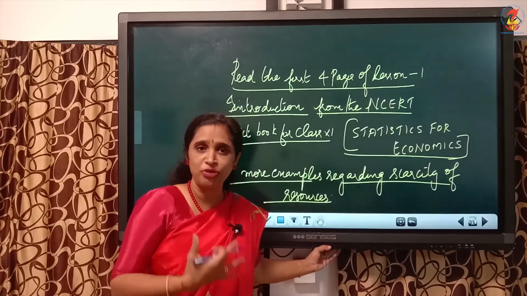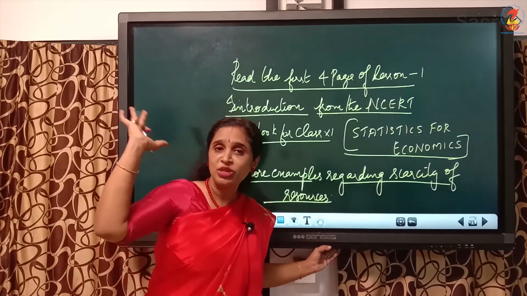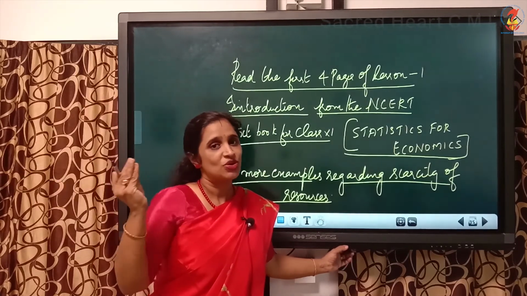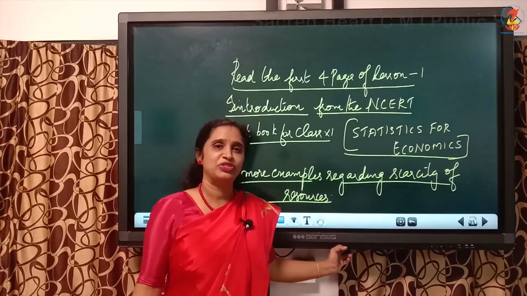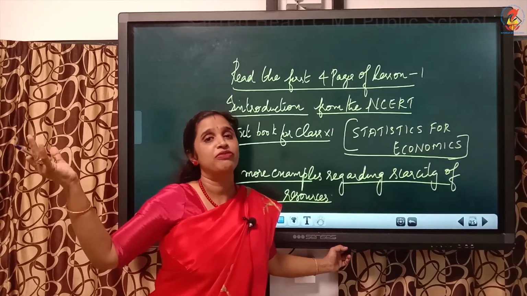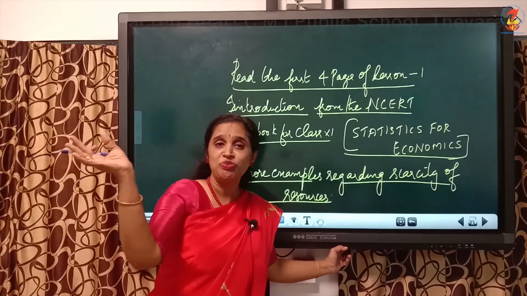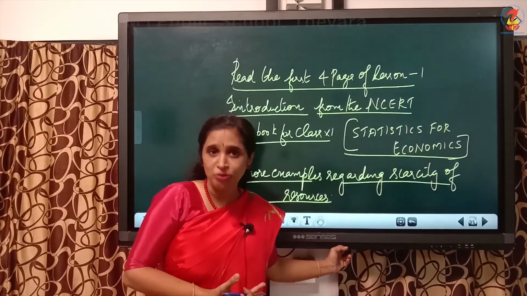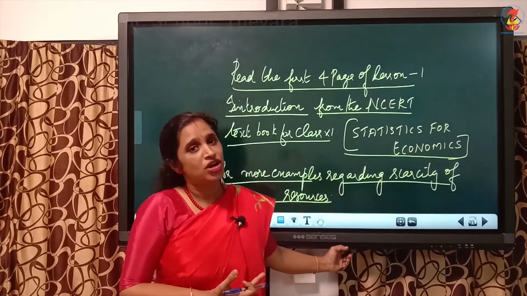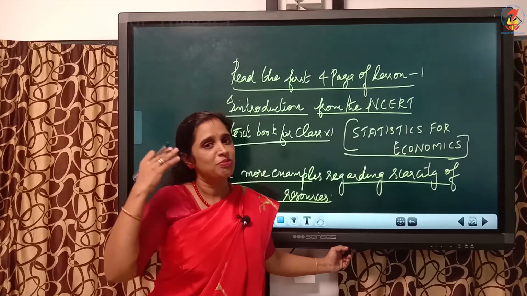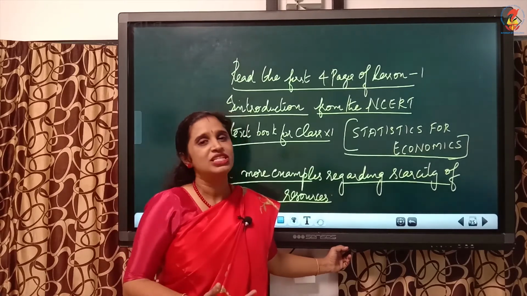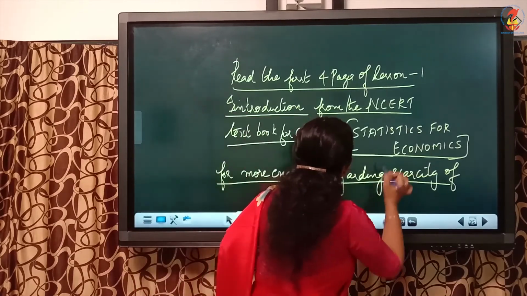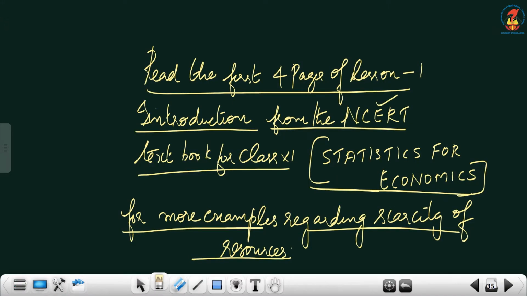So, read the first 4 pages by keeping in mind all the points that you have learned in chapter 1 of microeconomics. The different examples of scarcity of resources which I explained in chapter 1 of microeconomics, we can find many similar examples in this particular chapter also. So, read the first 4 pages of chapter 1 of Statistics for Economics by keeping in mind all the points that you have learned in chapter 1 of microeconomics. The name of the textbook is Statistics for Economics and the publisher is NCERT.